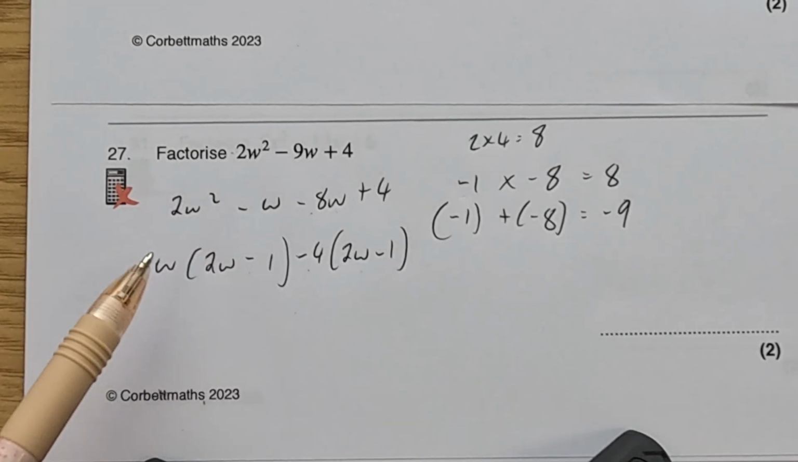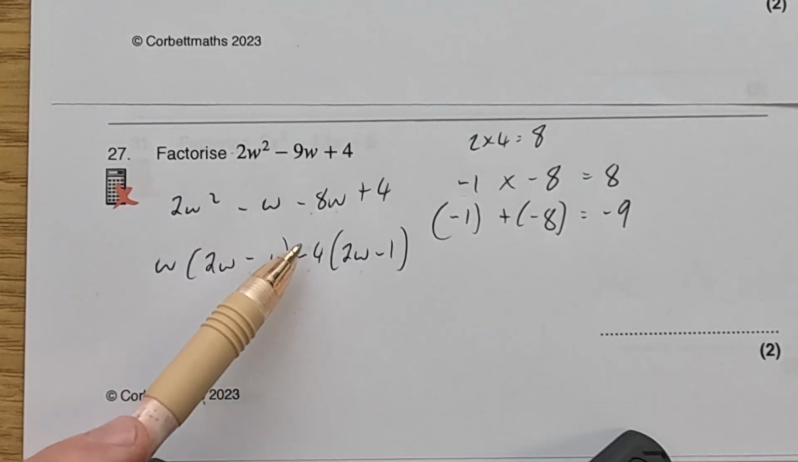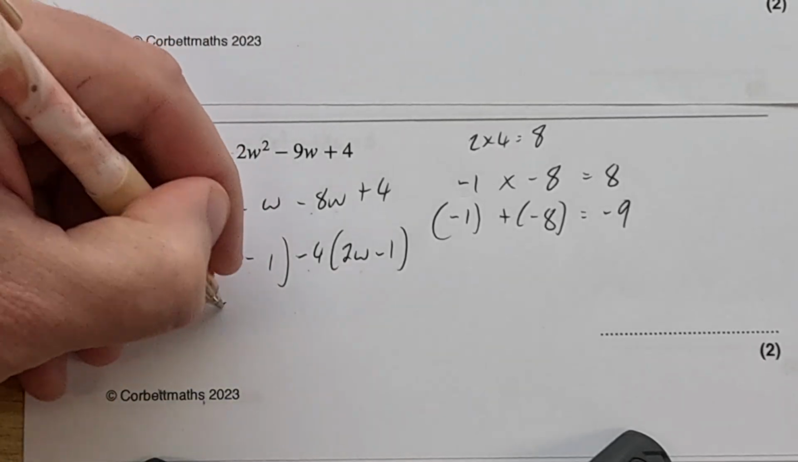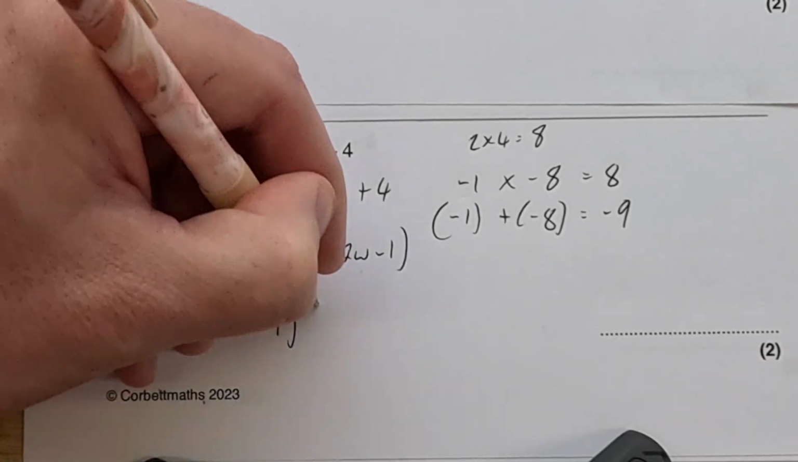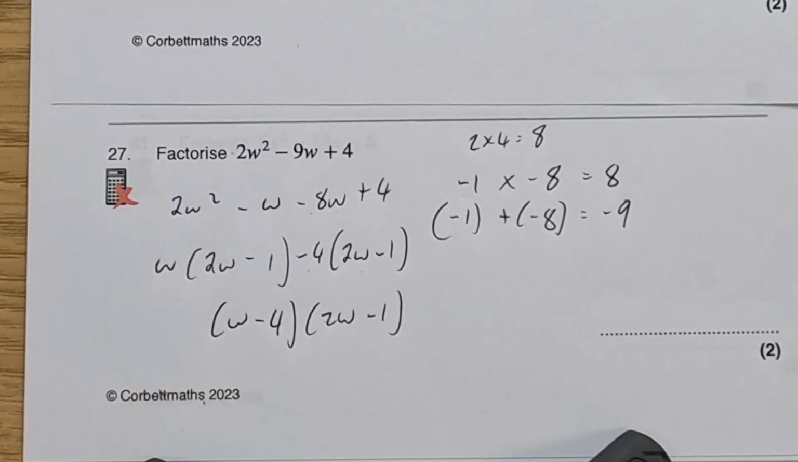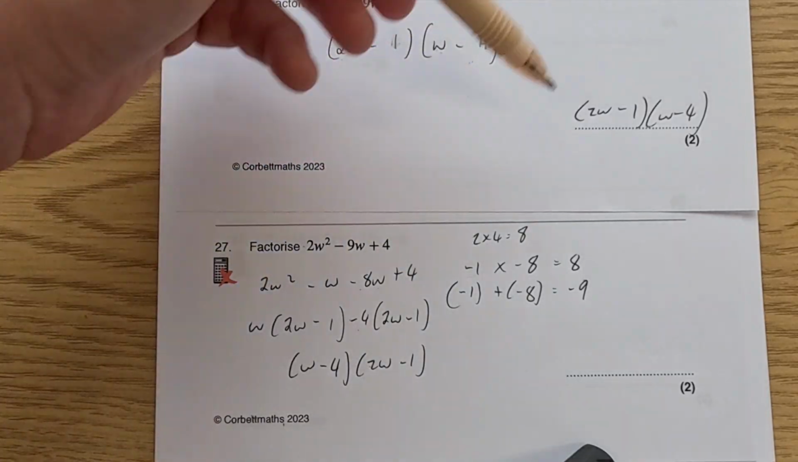Now here, if you have a look at it, you've got w lots of that bracket and minus 4 lots of that bracket. So altogether we would have w minus 4 lots of that bracket, 2w minus 1, close brackets. And that's it. And as you can see, we've got the same answer both ways.